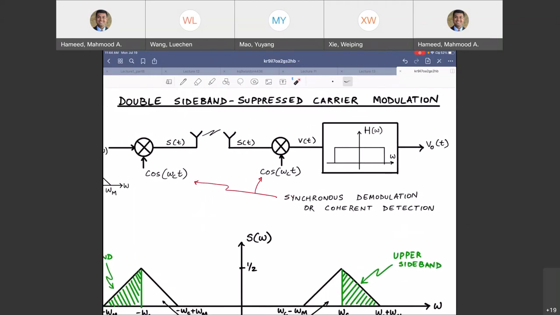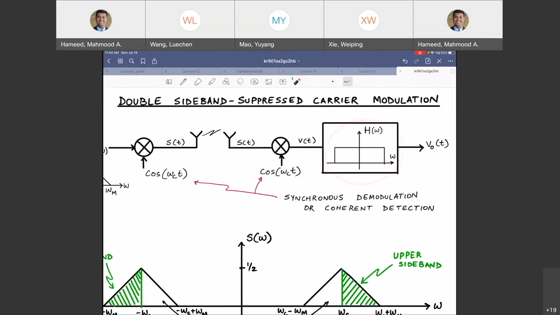What are you doing in the receiver? You multiply by the cosine here. You multiply by the same cosine here, which means what? I am using a local oscillator to do synchronous demodulation. The moment you hear the term synchronous, you know that you're using a local oscillator in the receiver to multiply with the received signal. And then this is also called coherent detection.